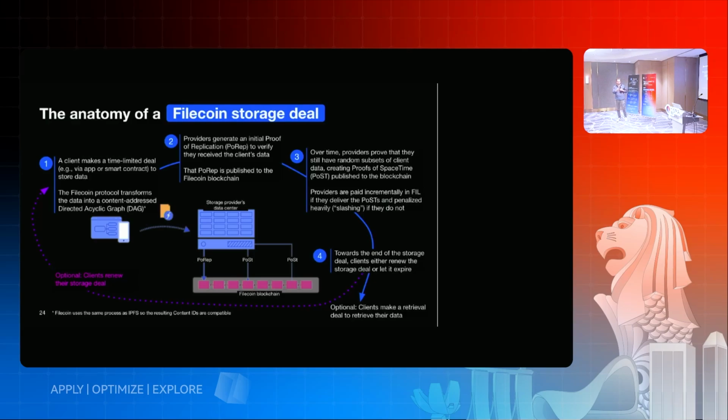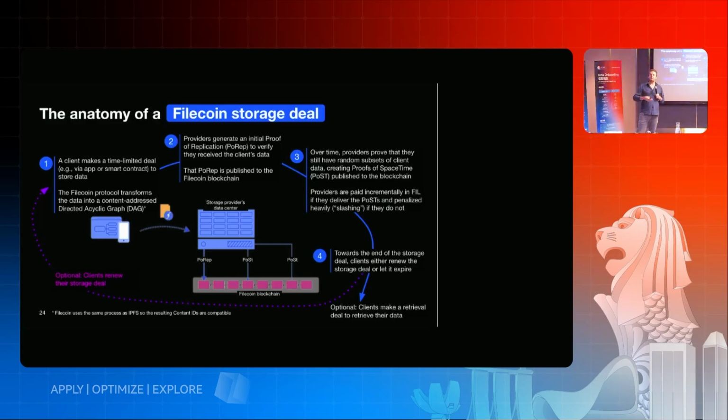And then a miner, and by the way, the data that they're storing is compliant to the content addressing I just described. And then a miner, if they are interested in taking that deal, a storage provider, will say, hey, that's a really interesting deal. It makes financial sense for me. I'm going to do a proof of replication to demonstrate to you that I want to accept this deal and I've made a copy of your data in my data center.